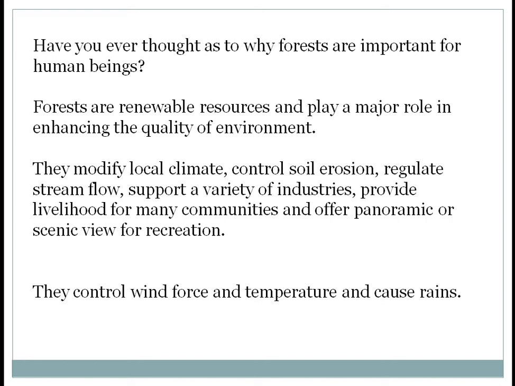First point. Second point, they modify the local climate. They are also responsible to control soil erosion, regulate the stream flow, support a variety of industries, provide livelihood for many communities, and offer panoramic or scenic views for recreation. So these all points are supporting points which forests are giving to us. They control wind force and temperature and cause the rainfall. So these are all the important points related to forest, and that's why forests are important for human beings. The question is also given here and the answer is also here, right?